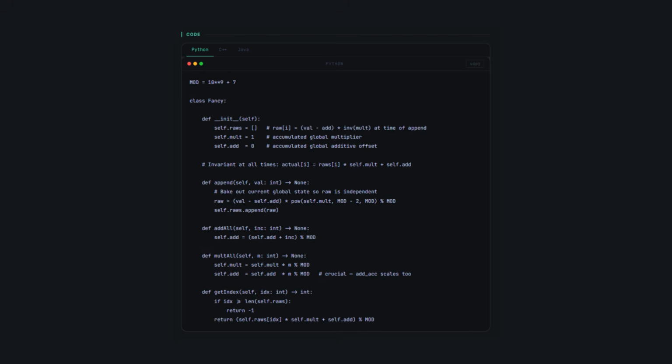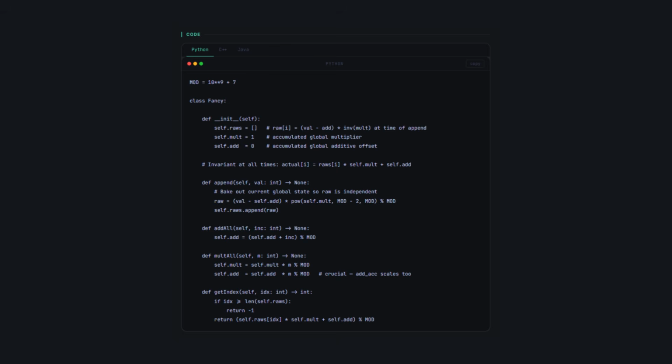Now let's briefly look at the code idea. We maintain 3 components: an array storing the raw base values, a global multiplier, and a global addition value. For append, we compute the reverse value using the modular inverse and store it. For addAll, we update the addition value. For multiplyAll, we update both the multiplier and the addition. And for getIndex, we reconstruct the value using the formula: raw value multiplied by multiplier plus addition. All calculations are done modulo 1,000,000,007.